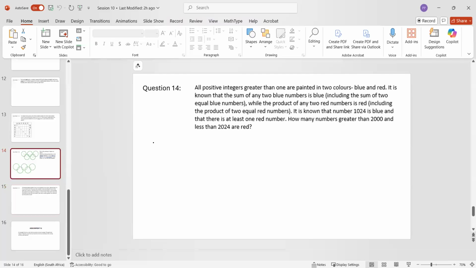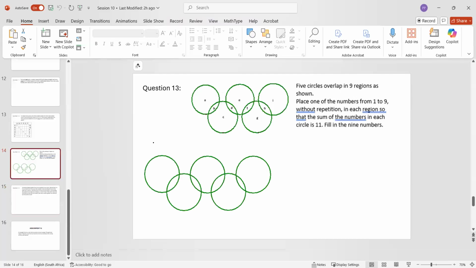Okay, so let's just go do this one here. Okay, 5 circles overlap in 9 regions as shown.